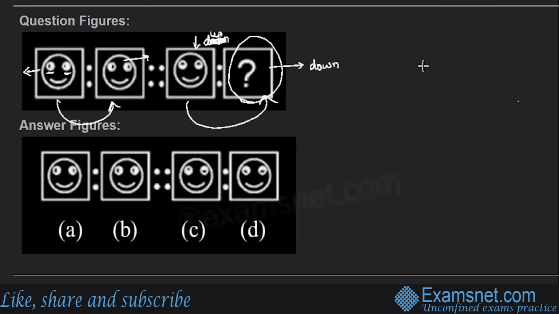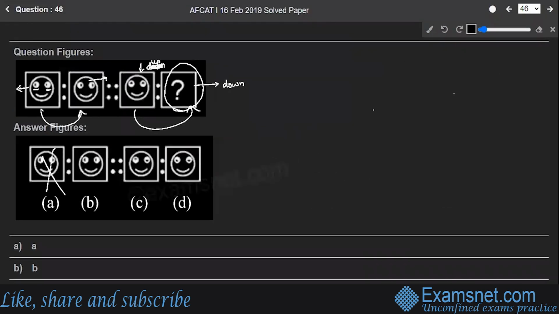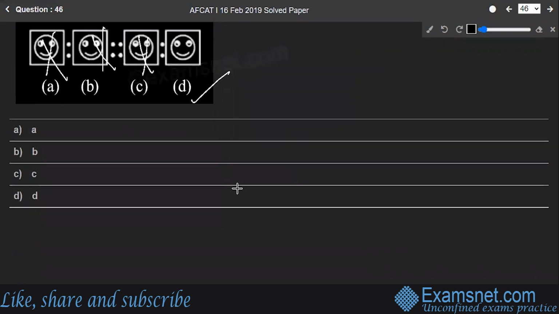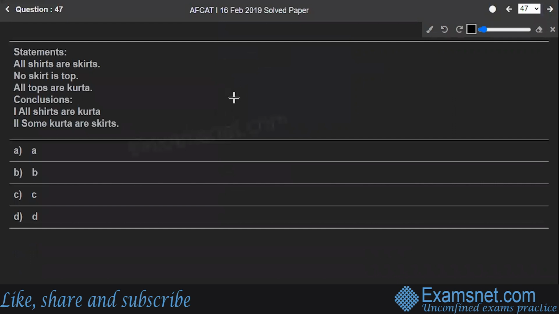Correct? So where are the eyes looking down? Not this one, not this one, not this one. Eyes are looking down in option D. So we got our answer as option D. Hope you're clear. Let's move to the next question, number 47.